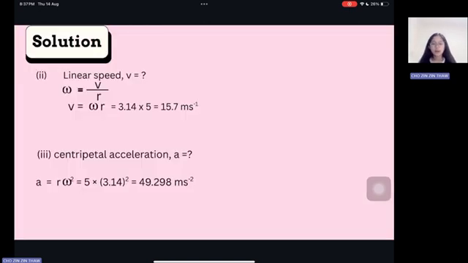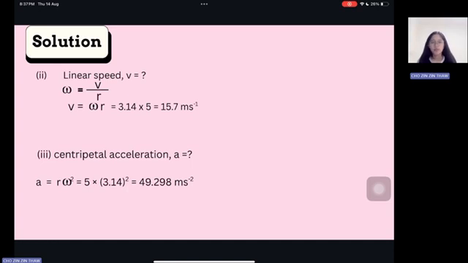Moving on to the second part, we need to find the linear speed of each passenger. So what is the linear speed? Linear speed is how fast the passenger is moving along the circular path. To find this, we can use the formula angular velocity equals v divided by r. By substituting the values into the formula, we get the linear speed of the passenger, which is equal to 50.7 meters per second.